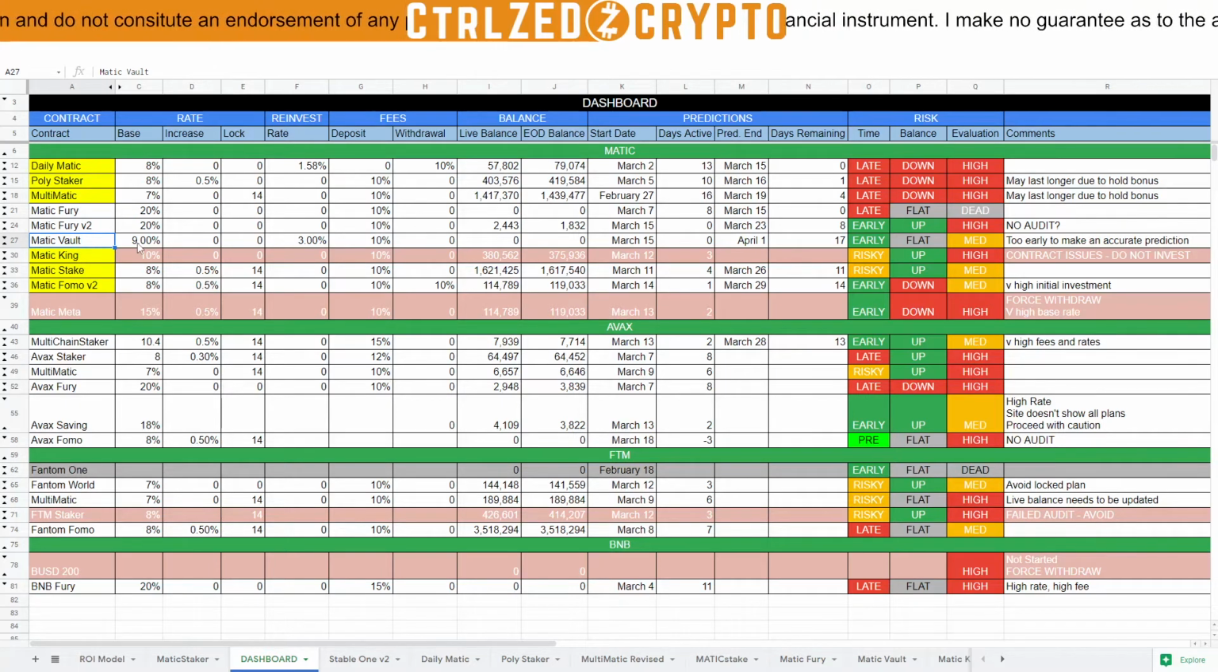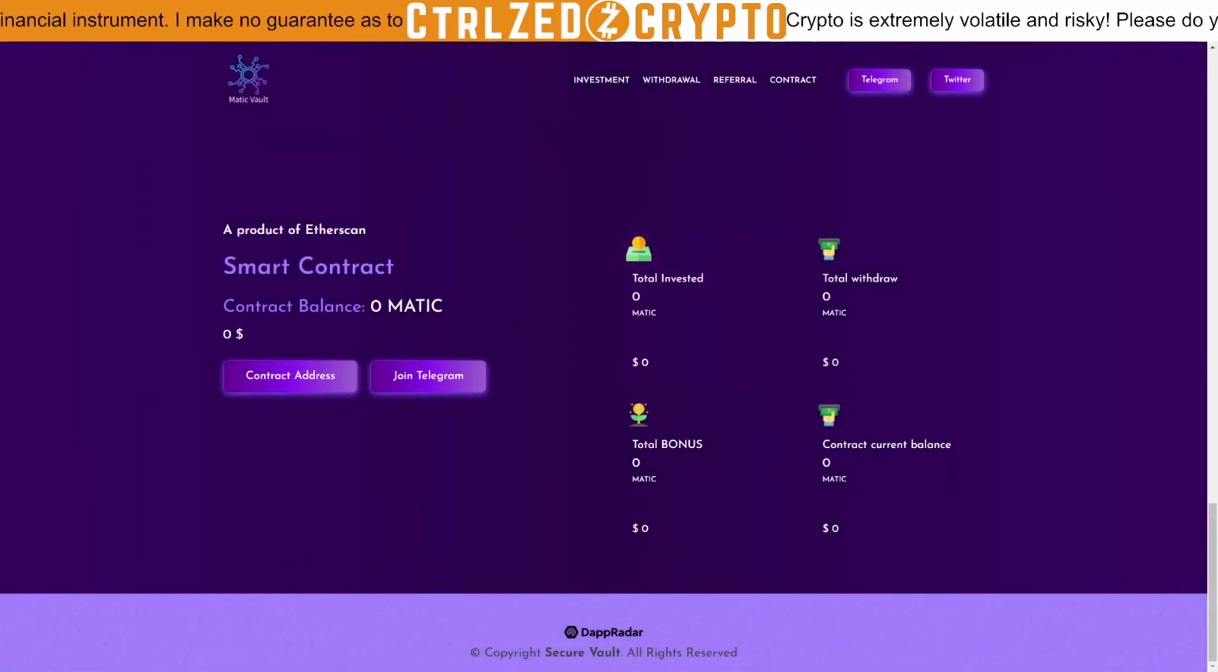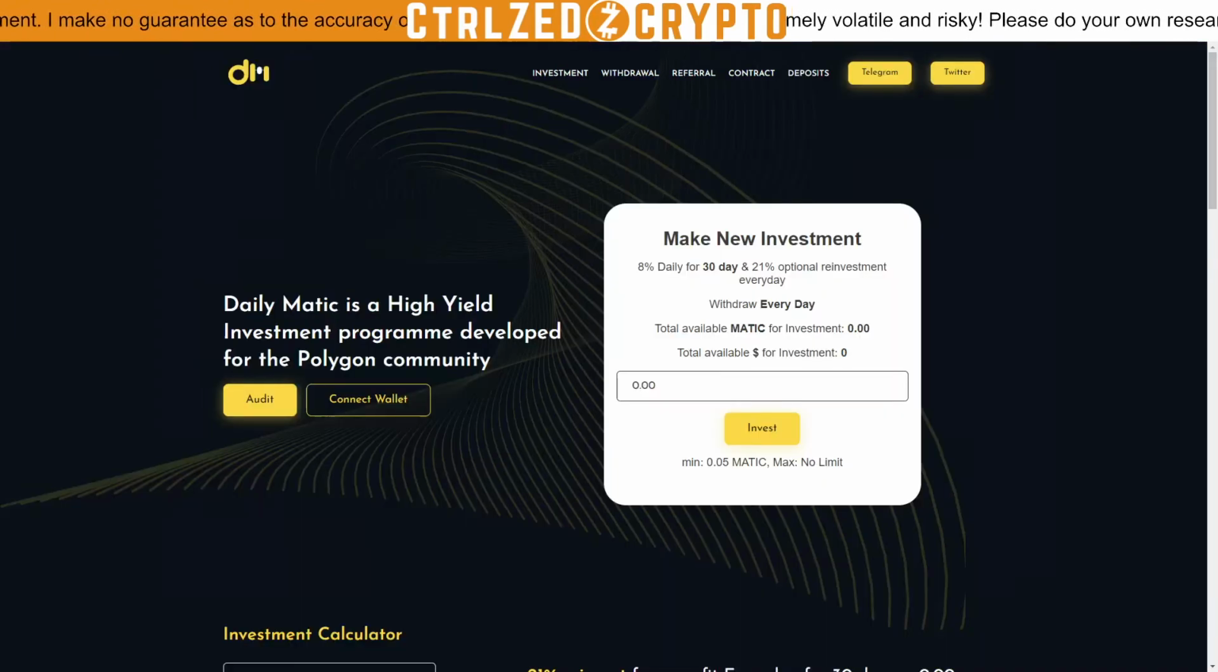So Matic Vault. Matic Vault is interesting. It is actually starting, I think, in a couple of hours as I write this, probably in about 5 hours or so. It's kicking off. Now Matic Vault on paper actually looks like, well, it's exactly like Daily Matic. Exactly, so you can see the website.